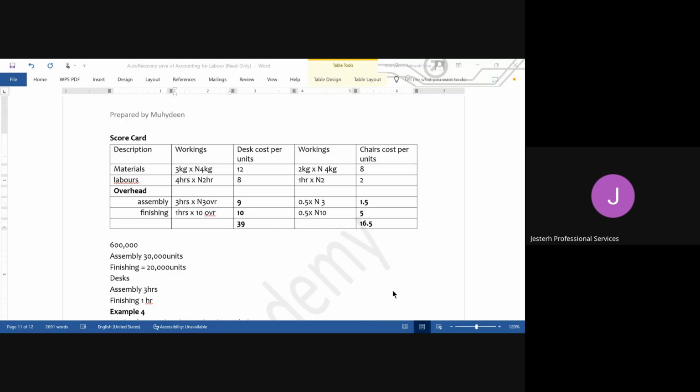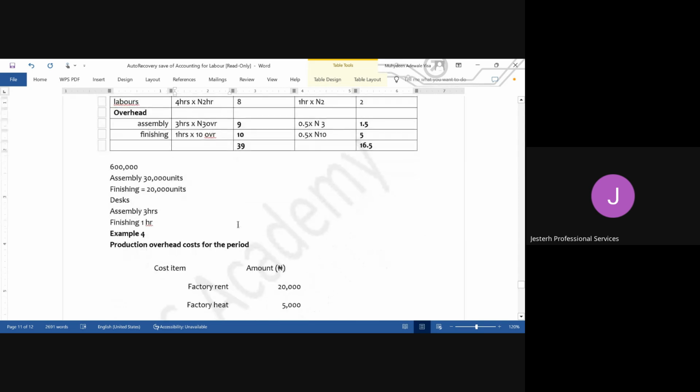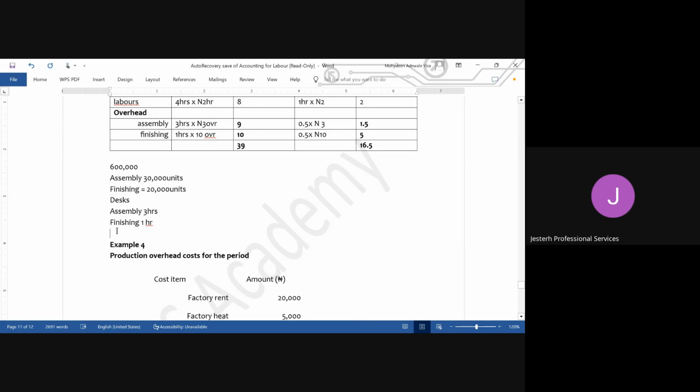I don't know if you get this explanation clearly. Do we get this explanation clearly? You are free to unmute your mic and ask a question, if you have any question to ask. Do we understand what we just did, or is there somewhere we are having some little challenges?